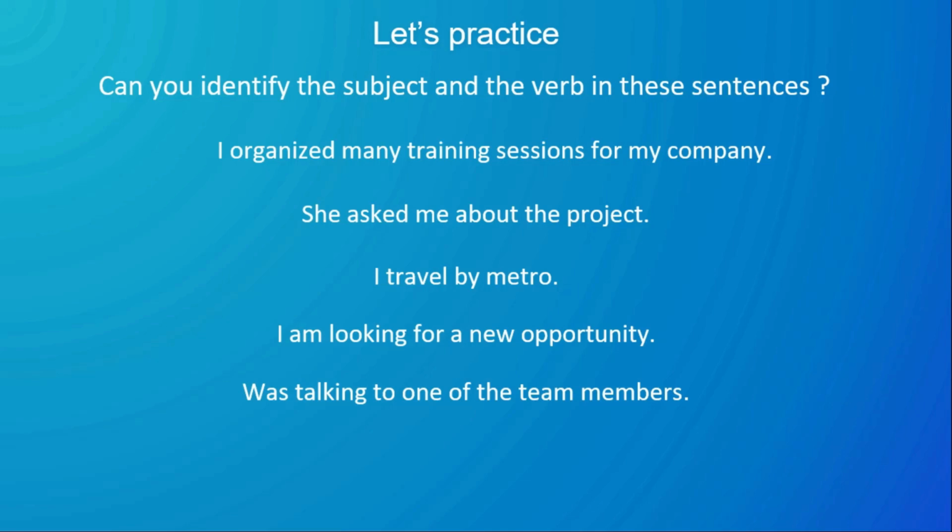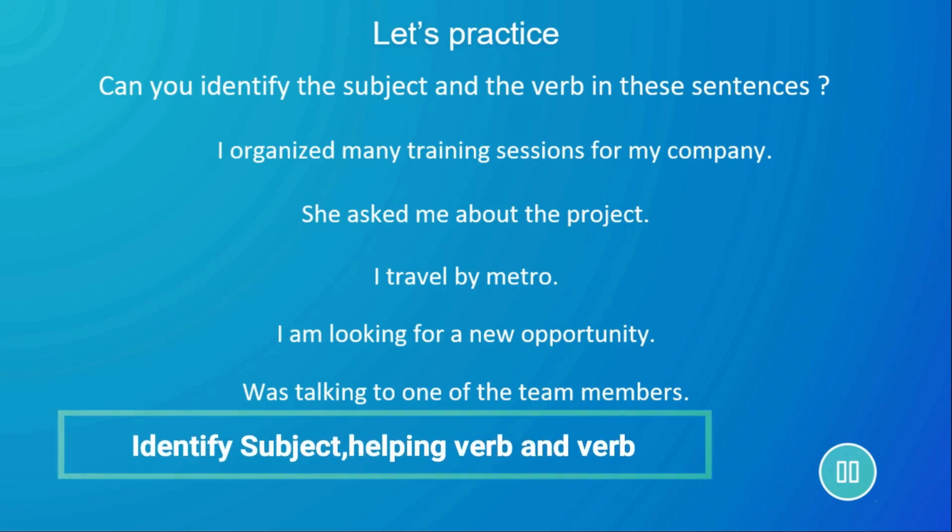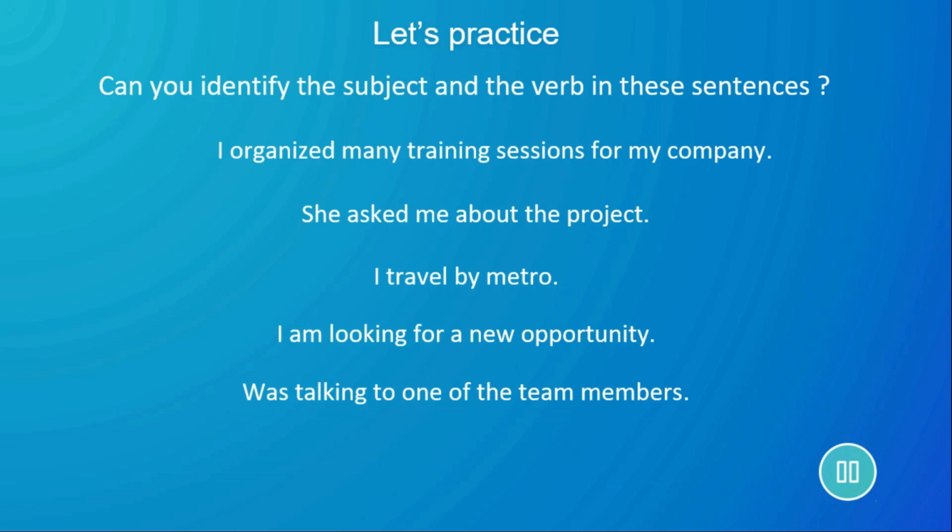Remember, to identify the subject, ask the question, who or what is the sentence talking about? And to identify a verb, ask the question, which word or words express an action or a state of being? Pause the video and try to identify the subject and verb in each of these sentences. When you're ready, let's look at the answers.